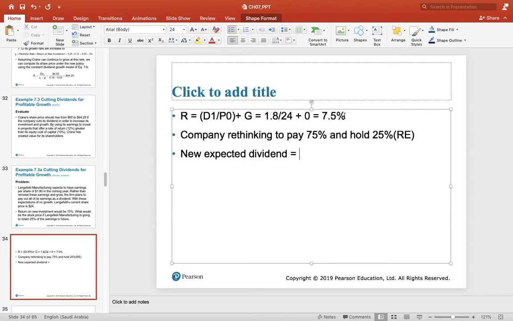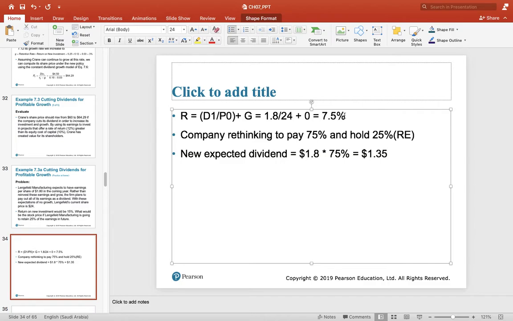We know the earnings per share was $1.8, multiplied with 75%, the dividend payout ratio, will be equal to 1.35. New dividend will be $1.35. So 1.8 is the dollar.